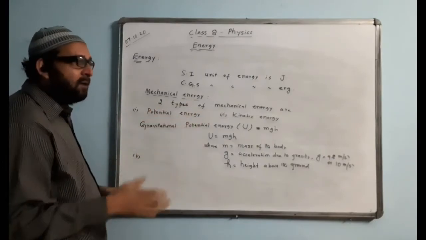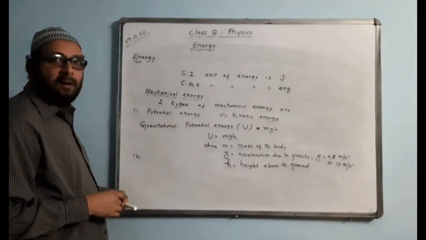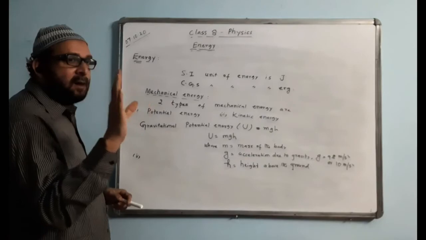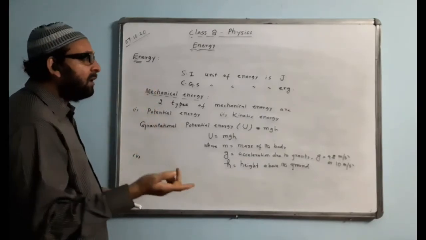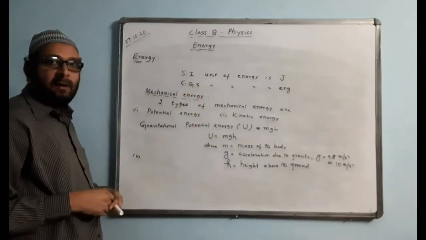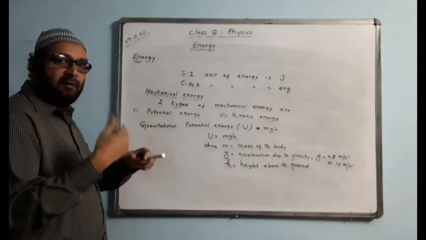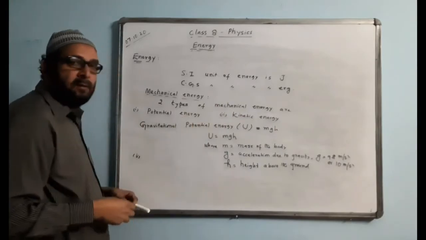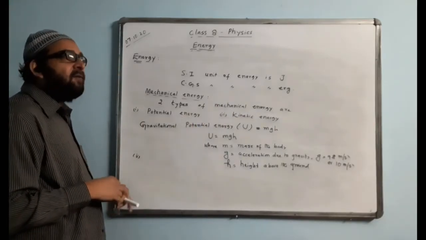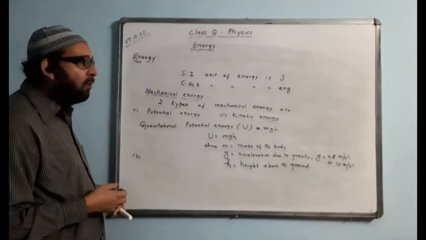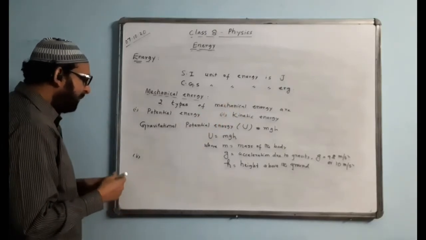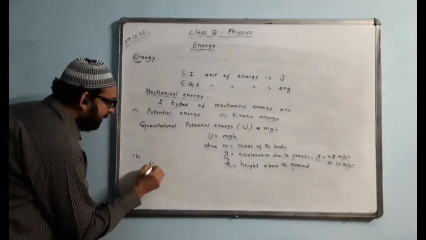Like a moving car, what energy does it have? Kinetic energy. Rotation of the earth, rotation is also a kind of motion. What kind of energy does it have? Kinetic energy. Vibration of a guitar string, this is also a kind of motion. It has kinetic energy. Whenever there is a motion, what kind of energy will the body have? Kinetic energy.